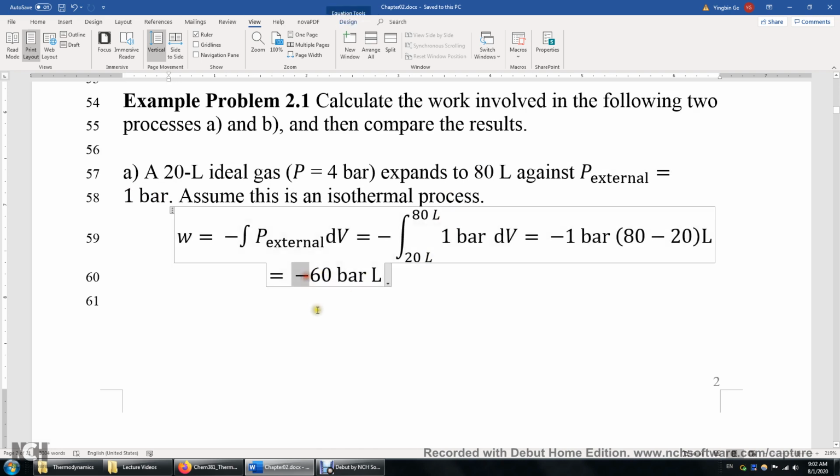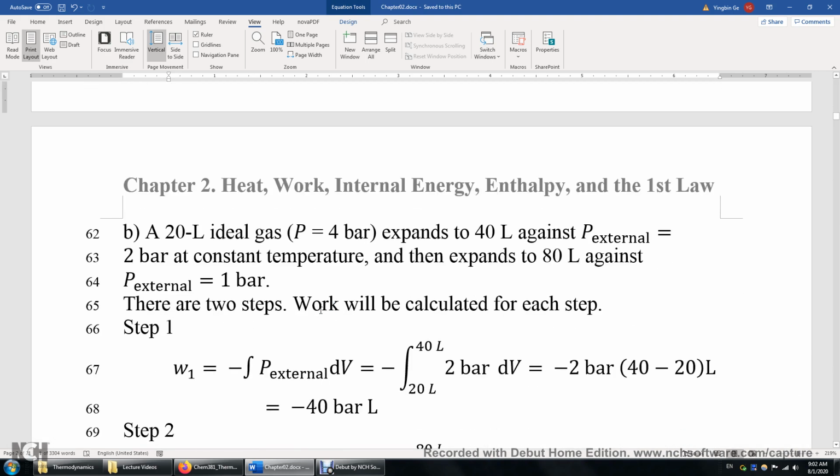Pay attention to the negative sign. That means the system does work to its surroundings. The system loses energy by doing work to its surroundings. Now let's change the process.